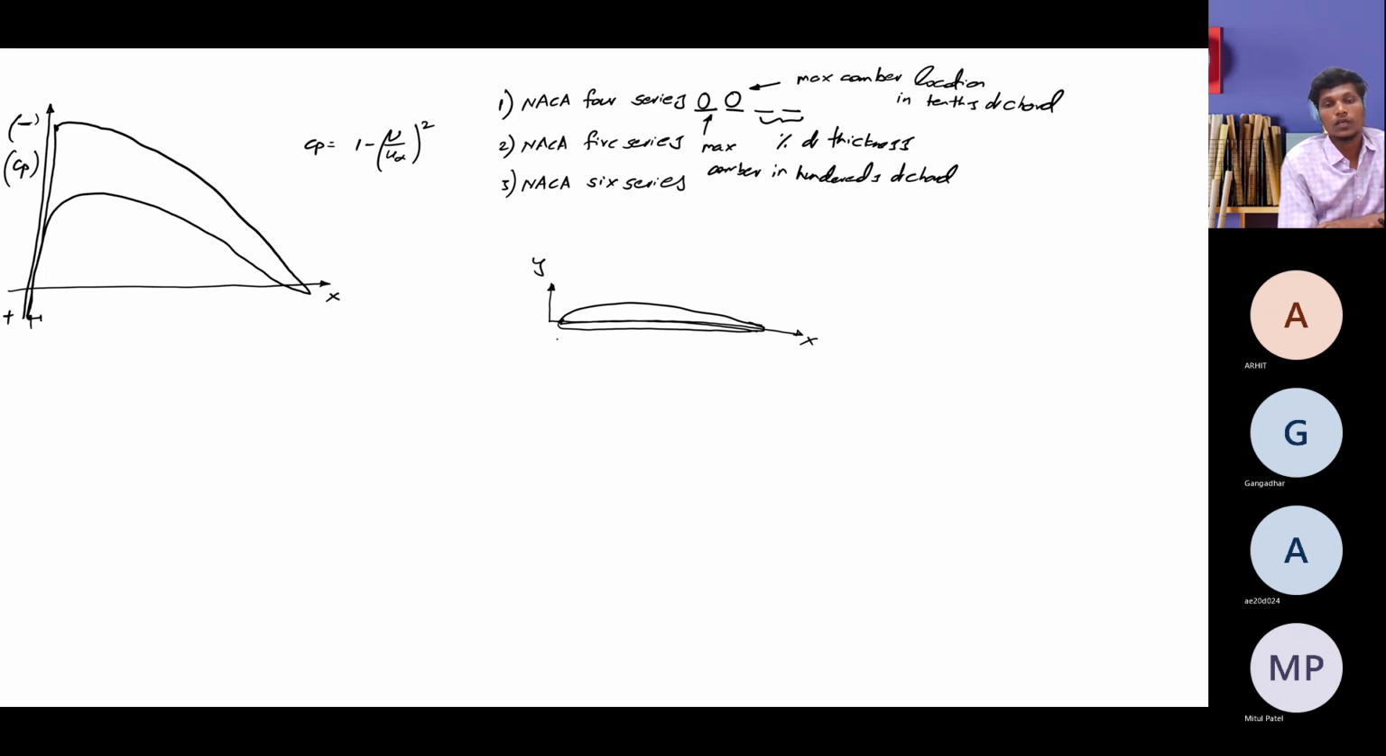Suppose this is your coordinates point p1, this is your point p2, point p3. In the x and y plane, to generate this aerofoil, you need all these coordinates. How are all these coordinates generated? Suppose I want 100 coordinates, I can mark 100 points on the aerofoil. But how are all these points generated? By just using 4 digits, or 5 digits in the 5 series, or 6 digits in the 6 series.